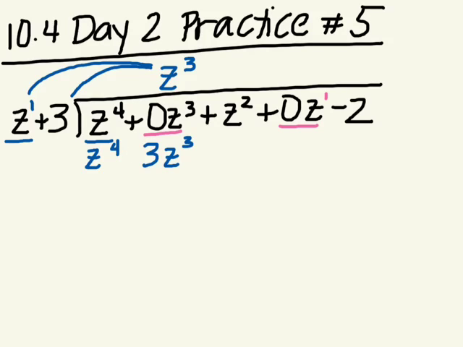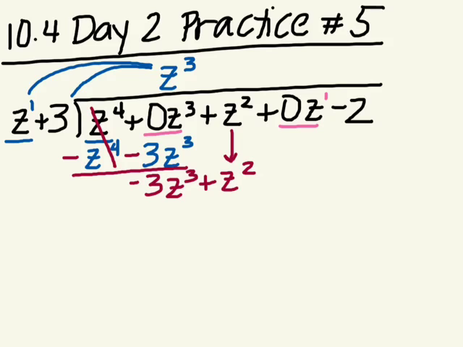And now we draw our line, switch our signs, and add. Both of those were positive, so they become negative. Our z to the 4ths cancel. I end up with -3z cubed. And then I want to bring down this z squared plus z squared. And we basically start over.